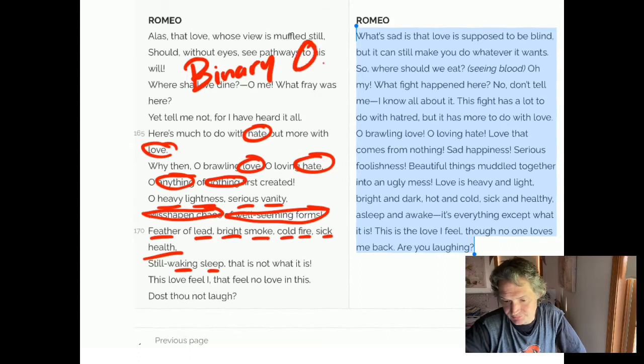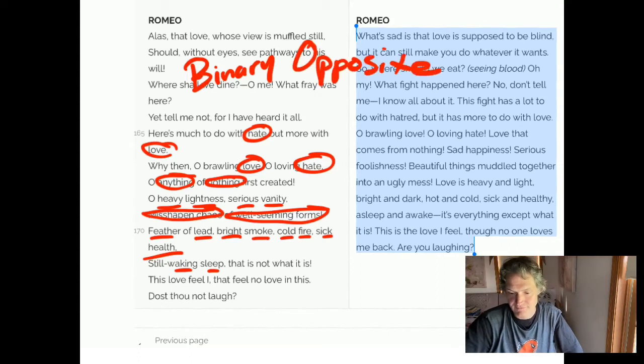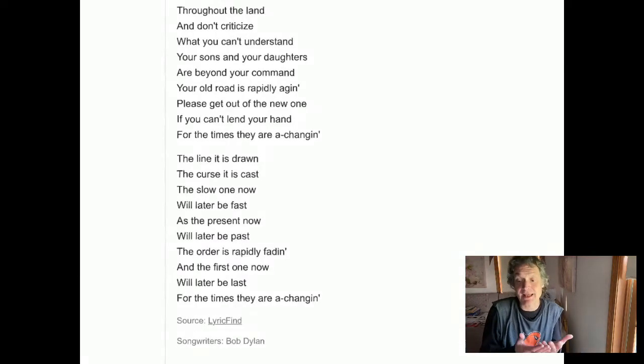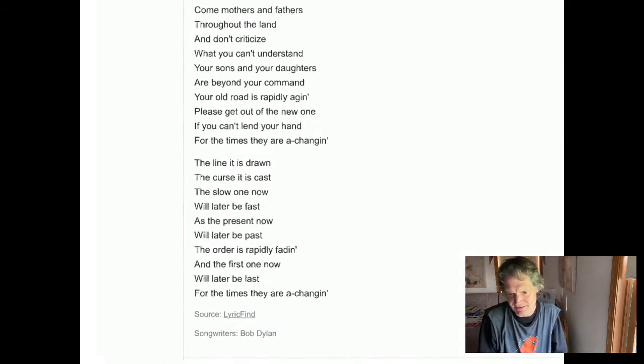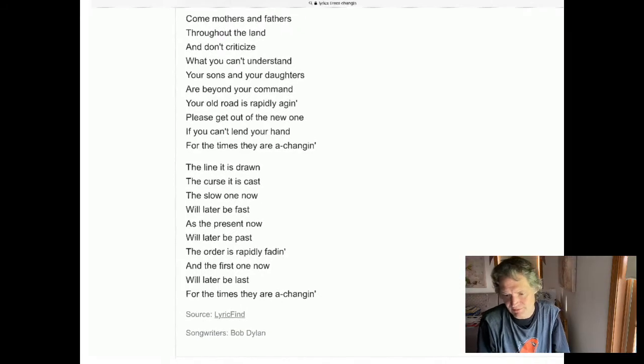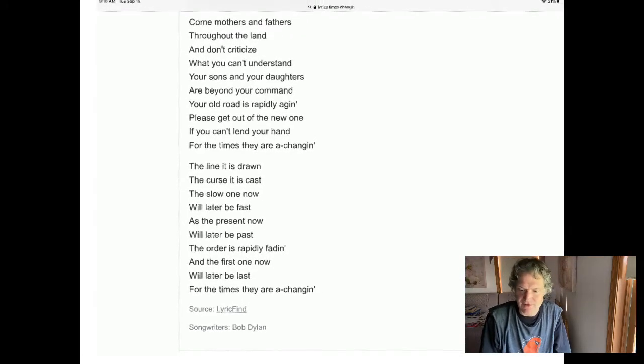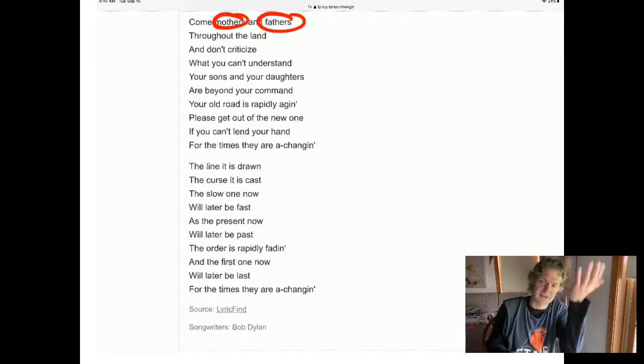Oh, brawling love, oh, loving hate, oh, anything of nothing, first create. Heavy lightness, serious vanity, misshapen chaos, well-seeming form. Feather of lead.